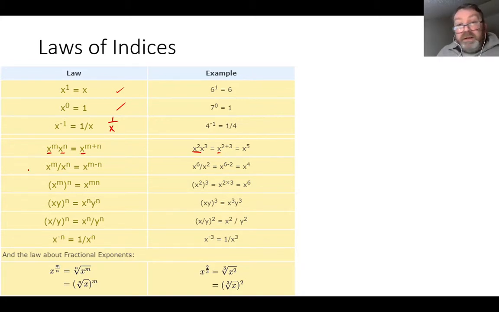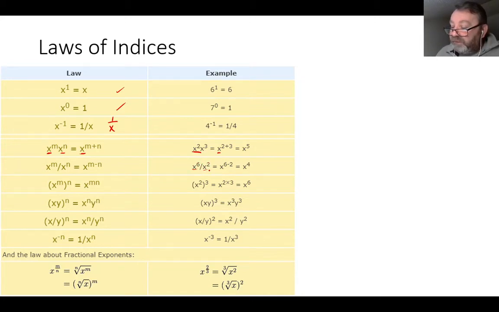If multiplication of similar bases leads to the addition of powers, then we can say division of similar bases with different powers will lead to subtraction of the powers. So x to the m divided by x to the n will become, keep the base again, and subtract: m minus n. And here's an example: x to the power of 6 divided by x to the power of 2.